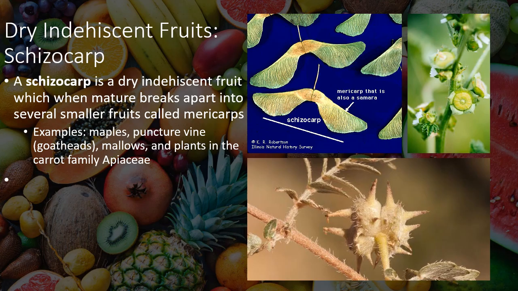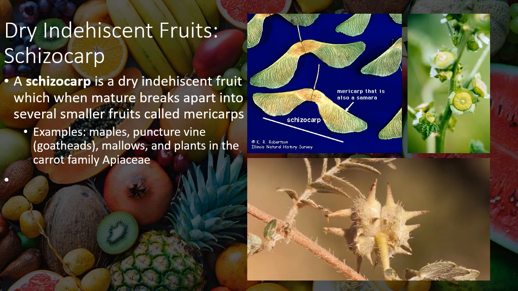Other good examples are mallow, or in the bottom we have puncture vine, goat heads. You can see that the fruit of the puncture vine is composed of 5 mericarps, which probably developed from 5 separate carpels within the pistil. And each of those individual portions can break apart from each other in order to increase the likelihood that that plant will successfully disperse its seeds.